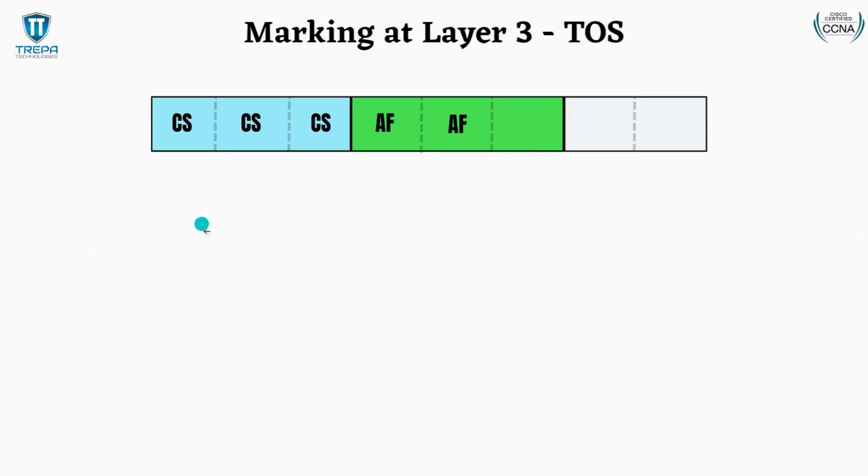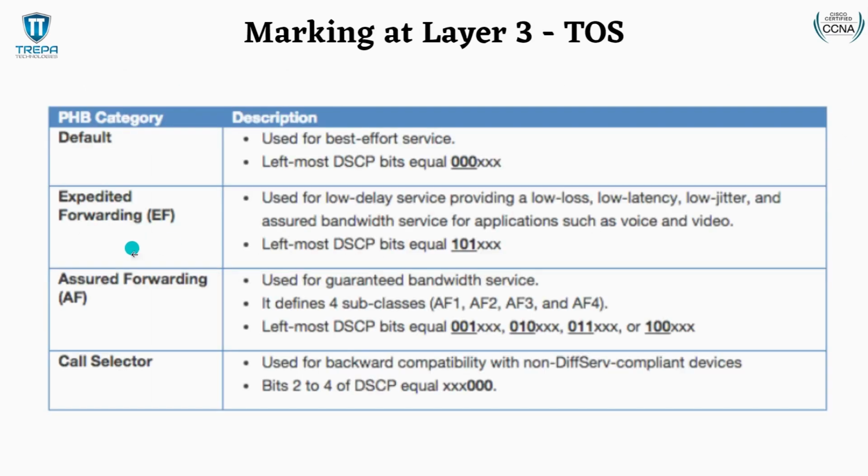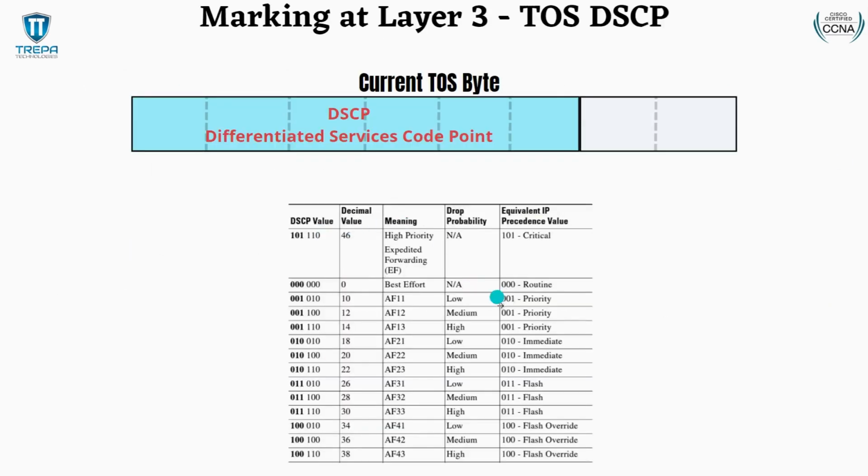Now we just have one last thing to go over about marking, and that is the drop probability. So I've explained to you the differences between class selector and AF bits and DSCP versus IP precedence. We should have an understanding of that. But now we're going to look at the drop probability.